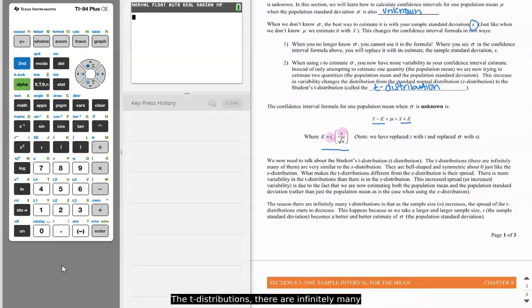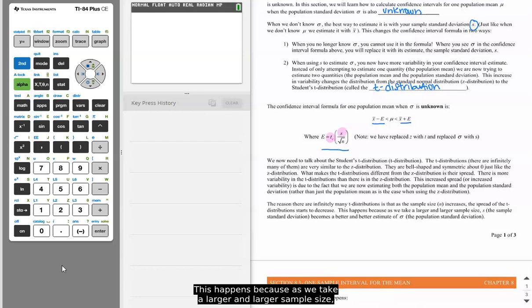The t-distributions, there are infinitely many of them, are very similar to the z-distribution. They are bell-shaped and symmetric about zero, just like the z-distribution. What makes the t-distributions different from the z-distribution is their spread. There is more variability in the t-distribution than there is in the z-distribution. This increased spread is due to the fact that we are now estimating both the population mean and the population standard deviation, rather than just the population mean, as is the case when we use the z-distribution. The reason there are infinitely many t-distributions is that as the sample size n increases, the spread of the t-distribution starts to decrease.